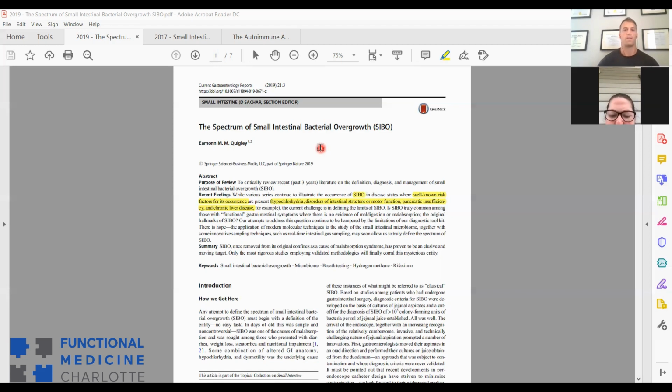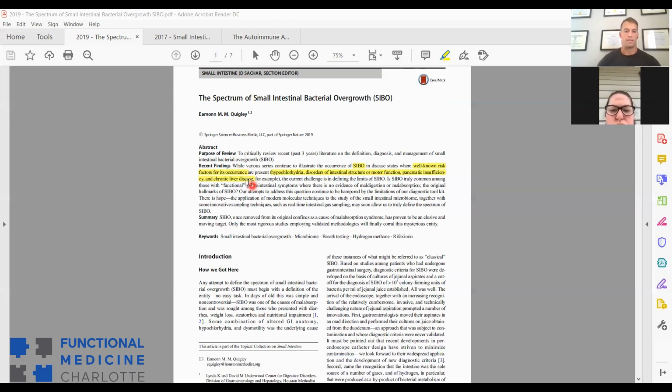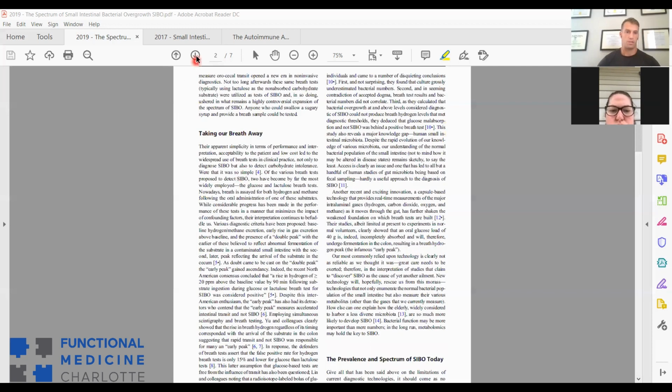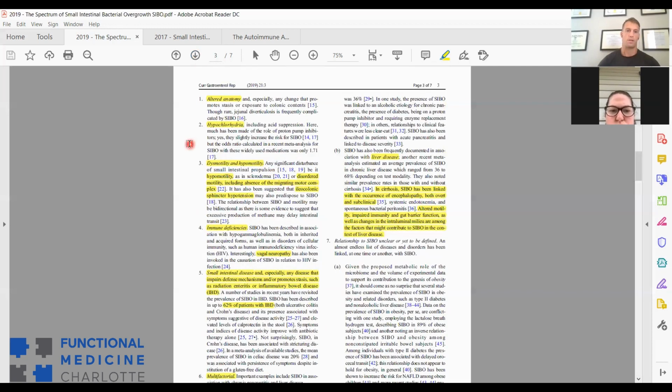Symptoms like that. So if SIBO is not its own entity, if there's a deeper underlying cause, then what could those deeper underlying causes be? If we look at this 2019 study from Current Gastroenterology Reports, the author lists potential underlying causes. And so I will go over them with you today.